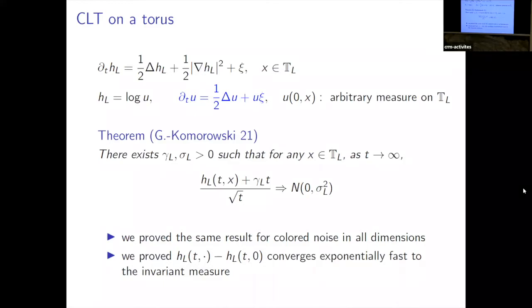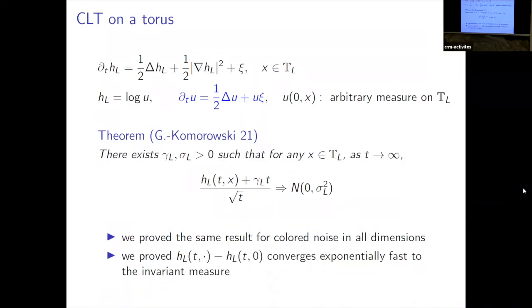In particular, in d equal to 1 for space-time white noise, the invariant measure on the torus is a boundary bridge. So we show that this converges exponentially fast to the boundary bridge. To give you a relatively complete picture of what happens on the fixed torus: at x equal to 0, you have this square root T fluctuation, but if you move yourself with the interface, you see something of order 1. You see something like a boundary bridge.